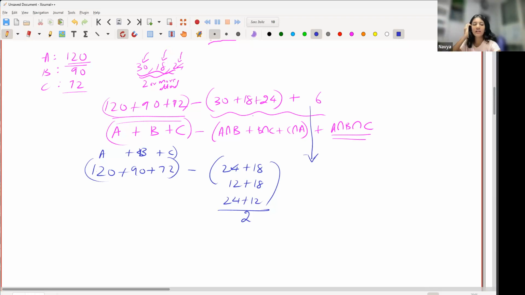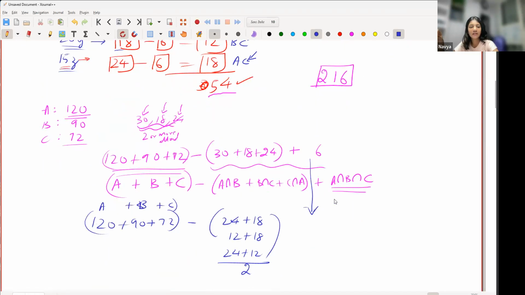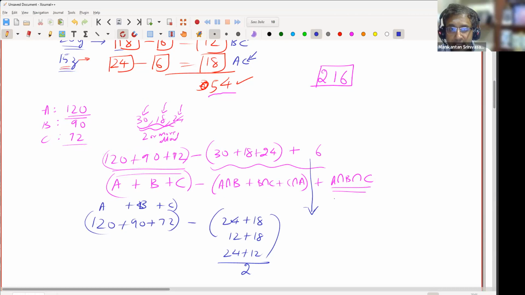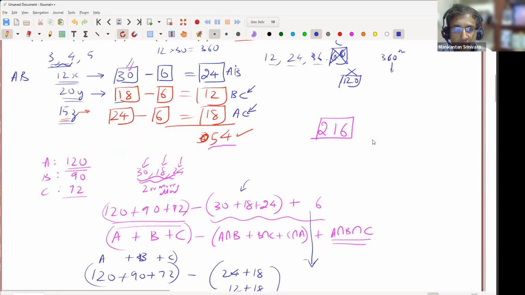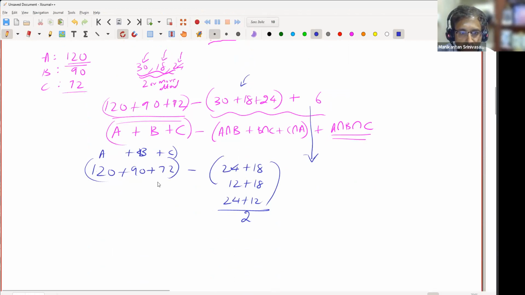Because when you're subtracting minus AB, minus BC and minus AC, you're also subtracting. Oh, no, you're subtracting 30 plus 18 plus 24, which is different than mine, which is 24 plus 12 plus 18. Okay, let's see whether both give the same answer.